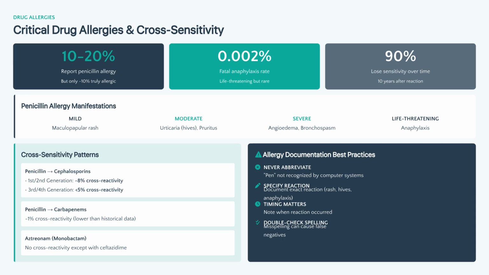A large percentage of patients report a penicillin allergy, though few are truly allergic. Cross-sensitivity exists between penicillin and cephalosporins, or carbapenems. Always document the specific reaction, like rash or anaphylaxis, and never abbreviate the drug name.